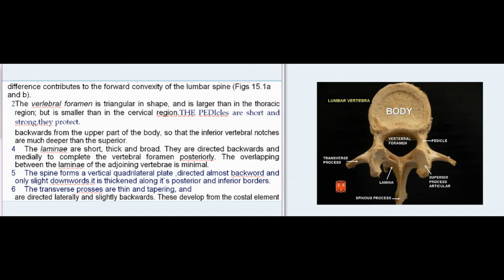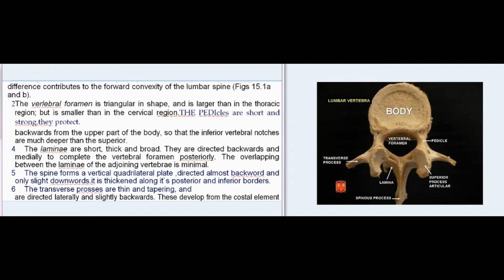They project backwards from the upper part of the body, so that the inferior vertebral notches are much deeper than the superior. 4. The laminae are short, thick, and broad. They are directed backwards and medially to complete the vertebral foramen posteriorly. The overlapping between the laminae of the adjoining vertebrae is minimal. 5. The spine forms a vertical quadrilateral plate directed almost backward and only slightly downwards. It is thickened along its posterior and inferior borders.